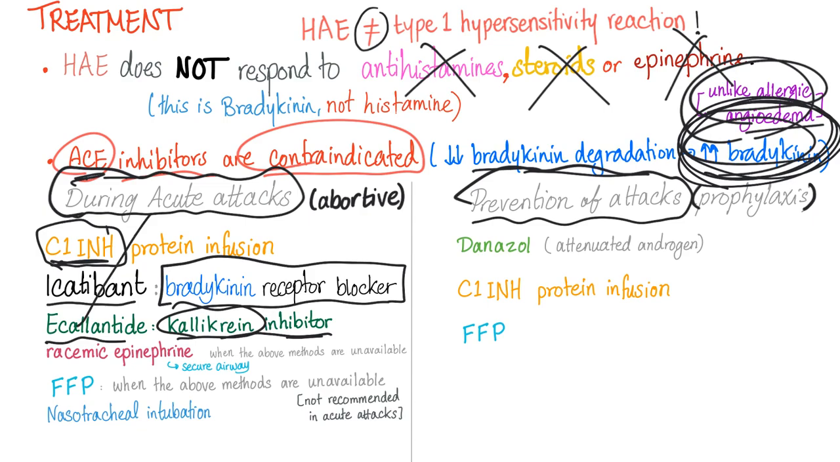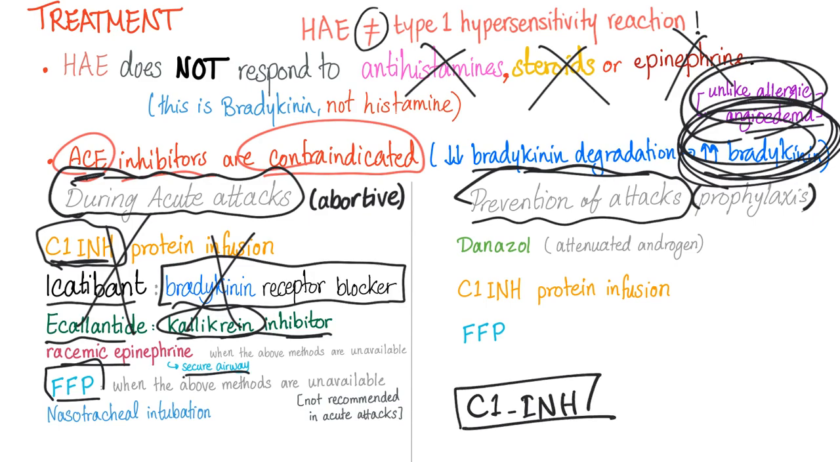If all of these are not available, you can use racemic epinephrine. Why? To secure the airway. We usually give it through inhalation as well as intramuscular. If all of the above is not available, try fresh frozen plasma. Why would you try fresh frozen plasma? Okay, fresh frozen plasma is a normal plasma. It has all of the proteins that are contained in the plasma, including the missing C1 inhibitor. So if the patient is missing C1 inhibitor, you can give them fresh frozen plasma that contains the missing C1 inhibitor. But it's not recommended during acute attacks.